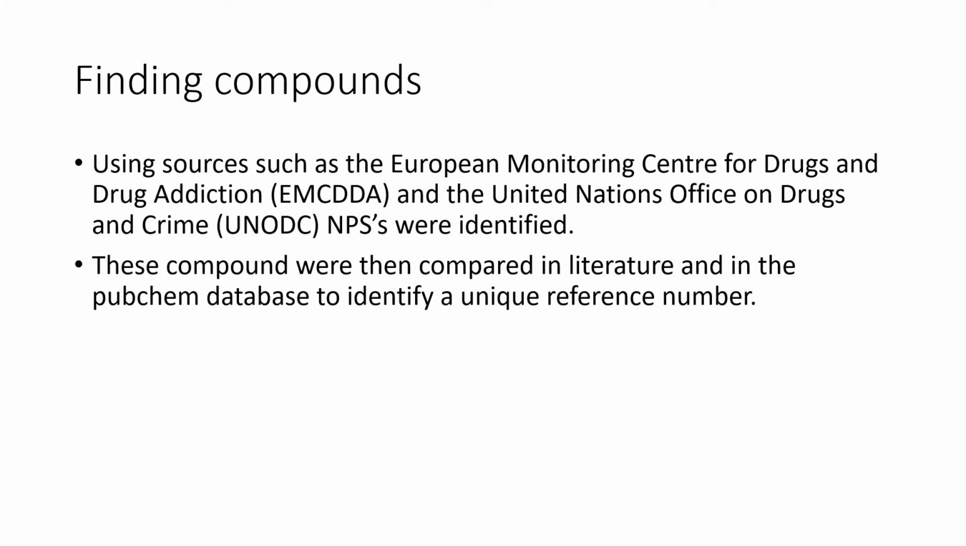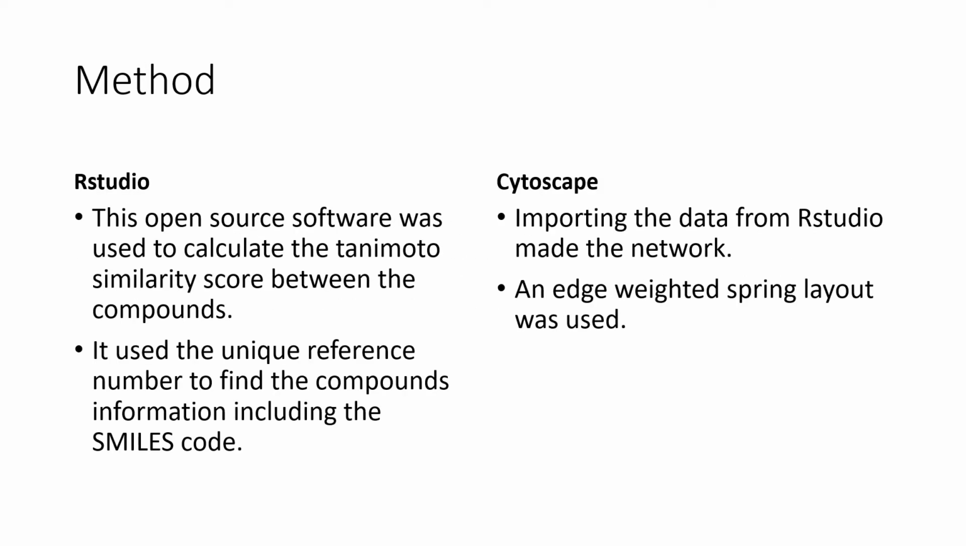Finding the compounds was the first thing that needed to be done in this research. So sources such as the European Monitoring Centre for Drugs and Drug Addiction and the United Nations Office on Drugs and Crime were used to identify these compounds. These compounds were then compared in literature and then the PubChem database to identify a unique reference number for each individual compound.